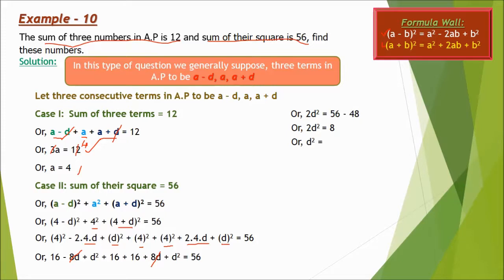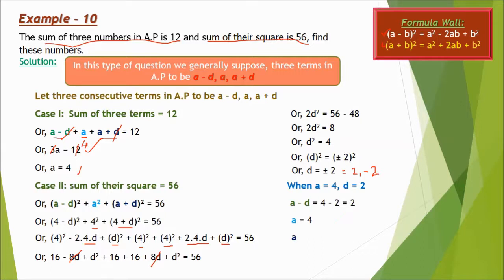Like in the previous question, 4 can be written as plus minus 2 square, as the square of positive 2 is also 4 and the square of negative 2 is also 4. Now the value of d is plus and minus 2, which is equal to plus 2 and minus 2. There will be 2 answers. So when a is equal to 4 and d is equal to 2, a minus d is equal to 4 minus 2, that is 2.